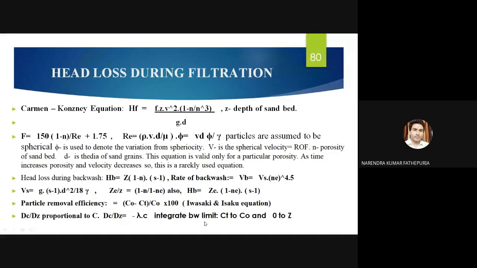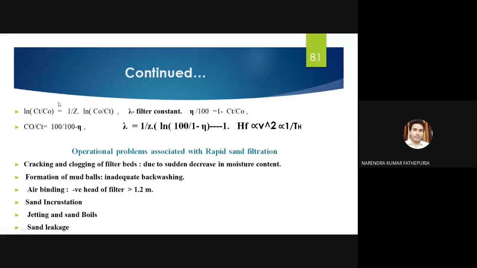After integrating one time with respect to these limits, you will get this result: ln of CT by C naught is equal to 1 upon Z, ln of C naught by CT. Lambda is the filter constant that you have taken, and then you can write it in that form also. C naught divided by CT is equal to 100 divided by (100 minus eta), and eta is the removal efficiency. And finally they have solved it. The filter coefficient lambda is equal to 1 upon Z into ln of 100 divided by (100 minus eta).